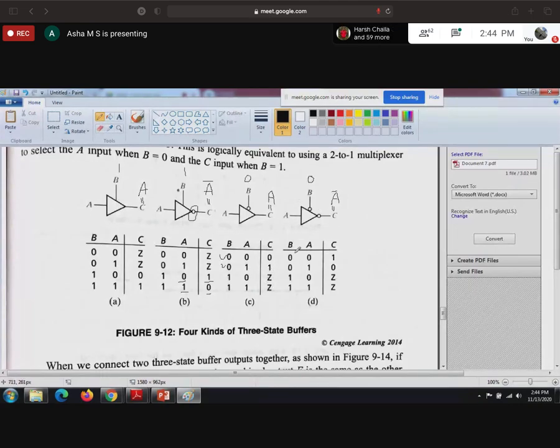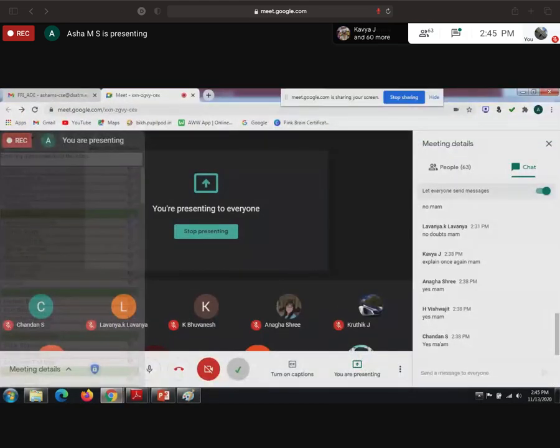Similarly for the fourth one also. When B equal to 0, the buffer will be enabled, but C will be the reverse of A. A equal to 0 means C will be 1. If A equal to 1, C will be 0. When B equal to 1, the buffer will be disabled because of this inverter, so the output of the buffer will be high impedance. High impedance means the state of C will be Z. So this is how it will work. Guys, are you clear with all the truth tables?